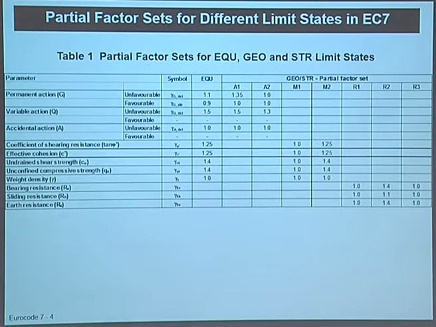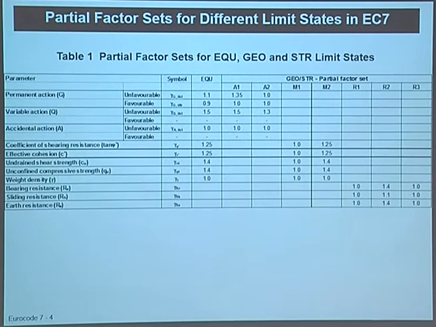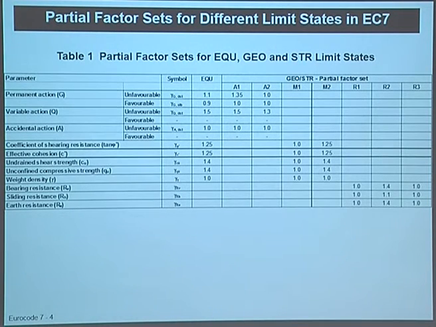And you look at the material. How do they factor the material? A1 plus M1: in M1, everything is 1. There's no factoring at all. So if you use A1 plus M1 plus R1, in R1 everything is also 1. So basically the only thing you factor is the dead load and the live load, which is your factor of safety.